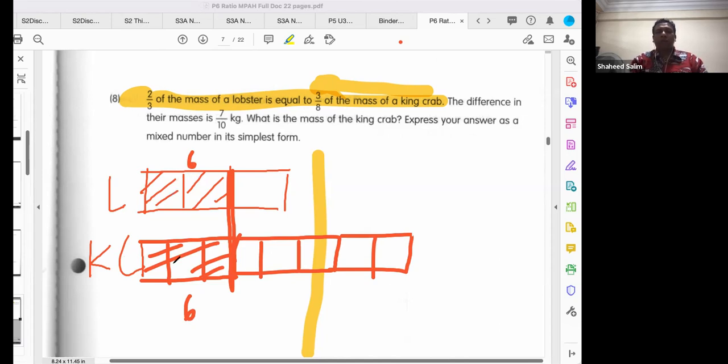Make it 6. Yeah, I draw the blue for you. How to make it 6? This one divide into 3, this one divide into 3, this one divide into 3. How many parts do you have? 3, 3, 3, 9 already. This one now, you got 3 parts, make it 6.